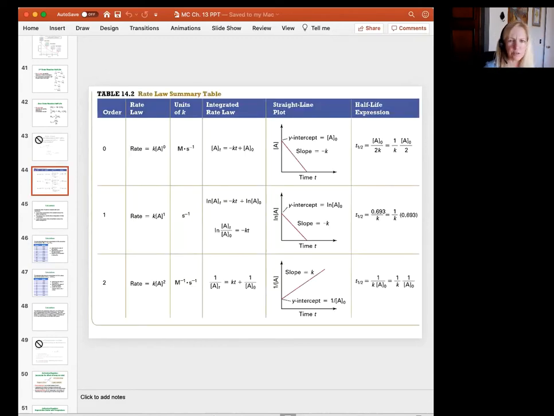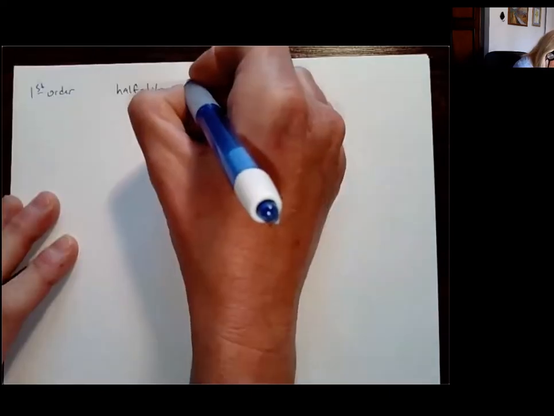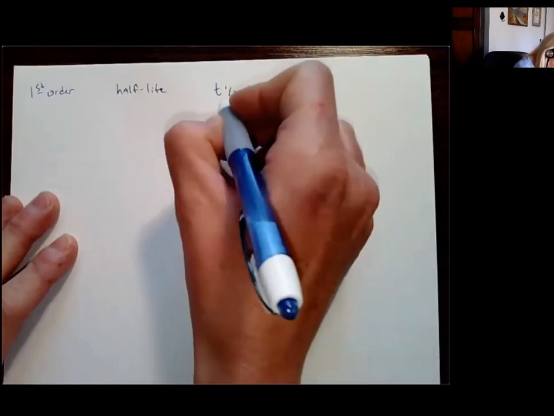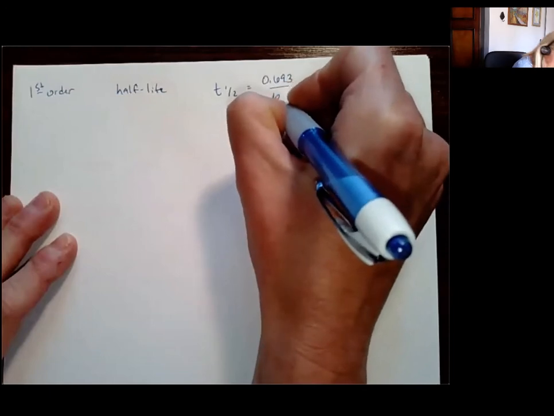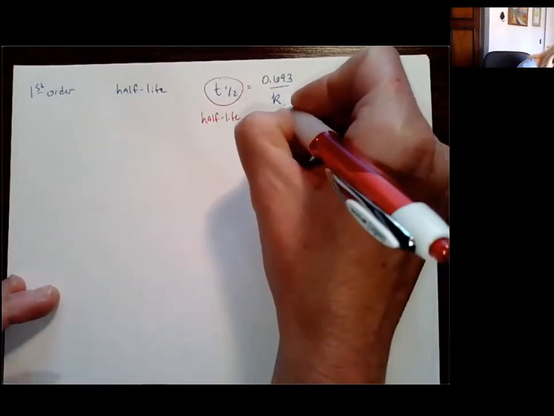I'm going to go through the 3 half-lives with you. Remember, we're only looking at 0, 1, and 2 in terms of reaction orders. So each one is going to have a different half-life. If I have a first order reaction, my half-life is going to look like this. T1/2, this indicates half-life, equals 0.693 divided by k. So this is my half-life, and this is my rate constant.